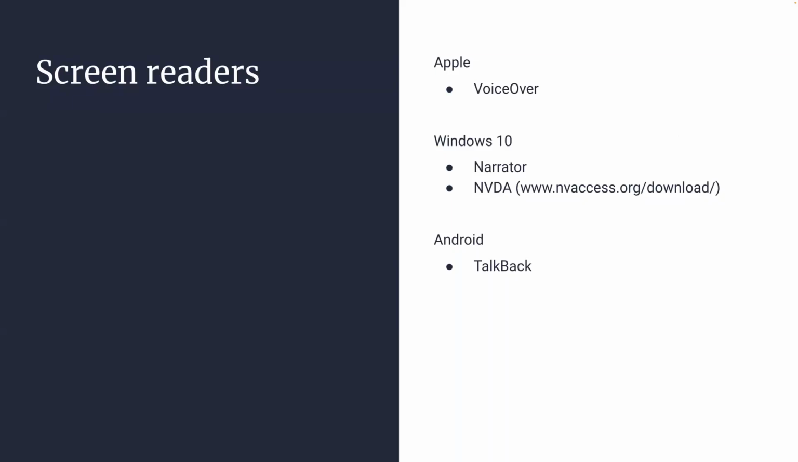www.nvaccess.org/download. On Android devices, you can use TalkBack, which is also built in. You can turn it on by pressing both volume keys for 3 seconds, by voice activation through Google Assistant, or in your device settings under Accessibility.